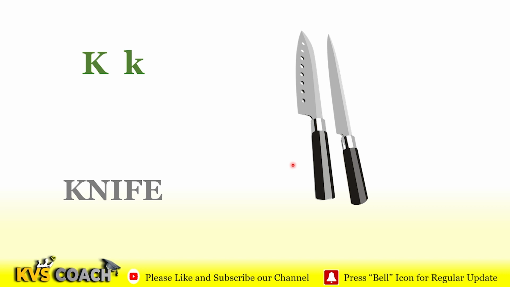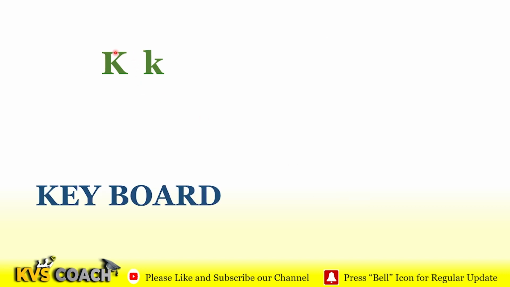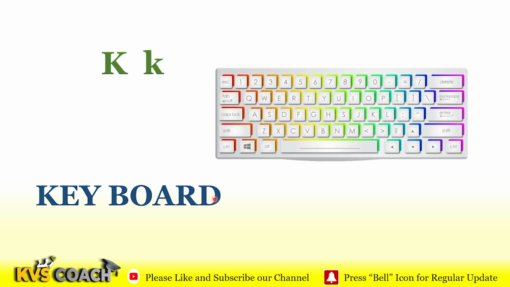Very nice. Next, you can identify this. This is capital letter K. Very good. And this is small letter K. Very nice. K for keyboard. This is keyboard. K for keyboard. Very good.